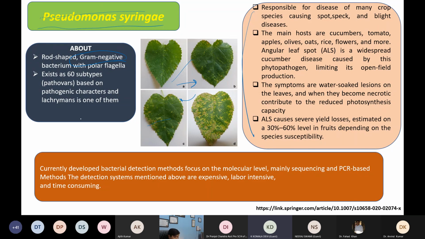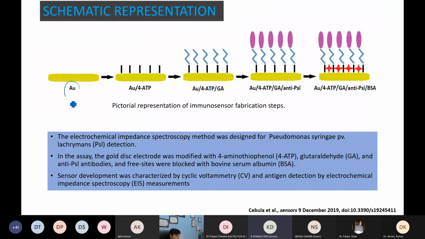How to do that? So the current method developed is basically focused more on the molecular level. However, this is more extensive methods. However, for quick screening methods, the sensor can come into play. Now you can see here that's a gold.